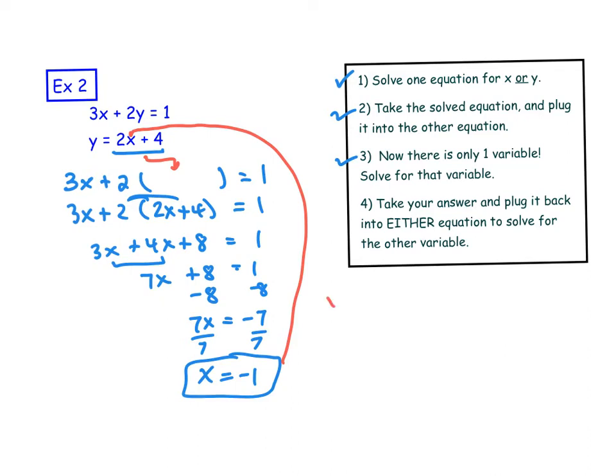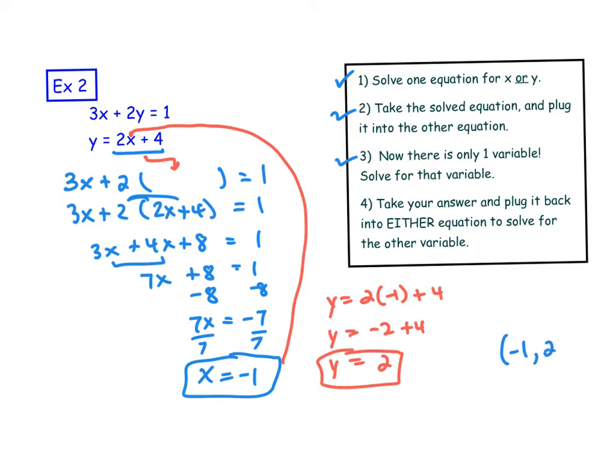I'll do that over here. We've got y equals 2 times x plus 4. And since x is negative 1, we plug that in for x. So we've got negative 2 plus 4, and negative 2 plus 4 is 2. So our final answer here is x is negative 1 and y is 2. So that means on the graph at negative 1, 2, that's where those 2 lines are going to intersect or cross. Okay, so let's do one more example.